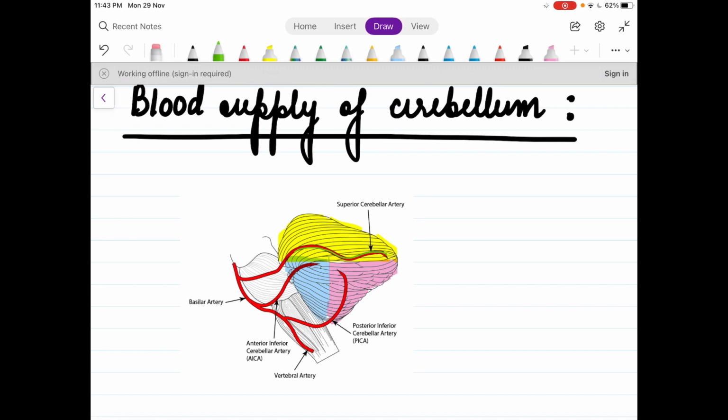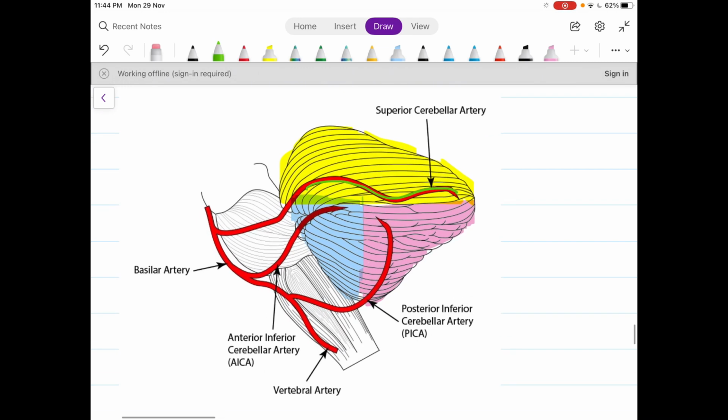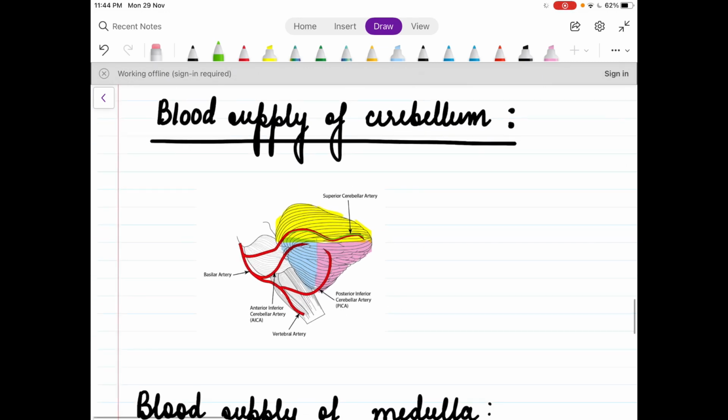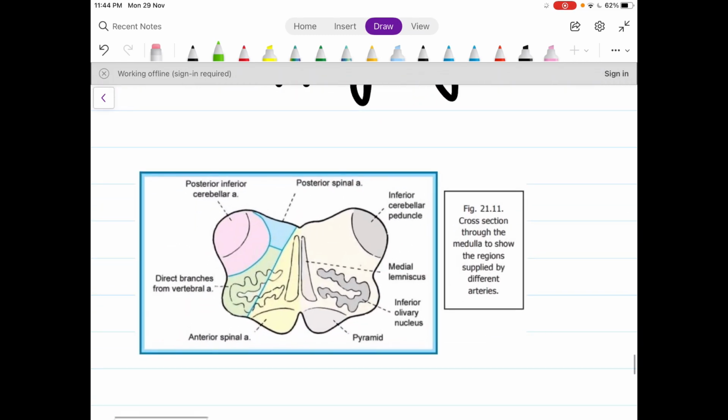The anterior part of the inferior part of the cerebellum is supplied by anterior inferior cerebellar artery, and the inferior posterior part is supplied by the posterior inferior cerebellar artery. As this diagram is quite evident and clear of the demarcation and the bifurcations of the arterial supply of the cerebellum. Now we'll talk about the blood supply of the medulla.